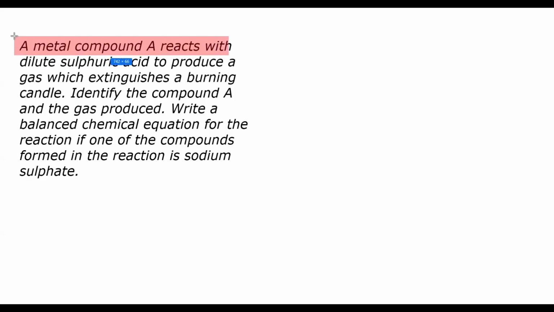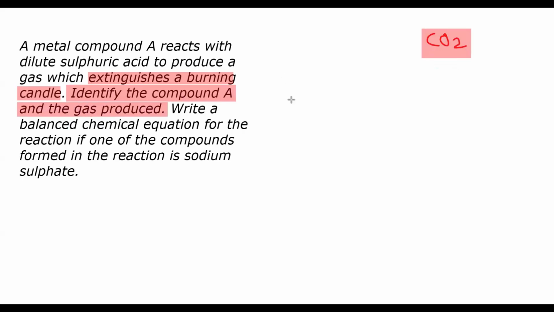The question says a metal compound A reacts with dilute sulfuric acid to produce a gas which extinguishes a burning candle. A burning splinter or candle is the same. Right. So the gas which extinguishes a burning splinter or burning candle has to be carbon dioxide. So we should know that one of the gases released is carbon dioxide. Now, as I read further, it says identify compound A and the gas produced. So the gas produced is clear. Now we have to identify compound A. And here it is reacting with acid. So we have to write down the balanced chemical equation, right?